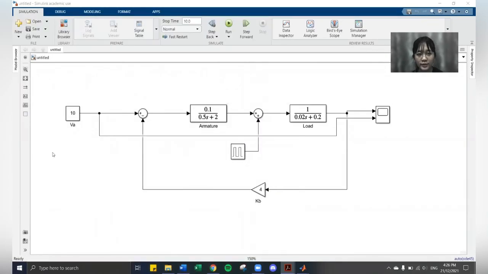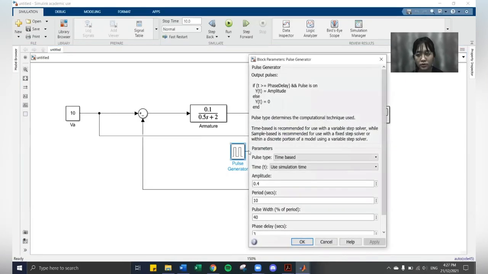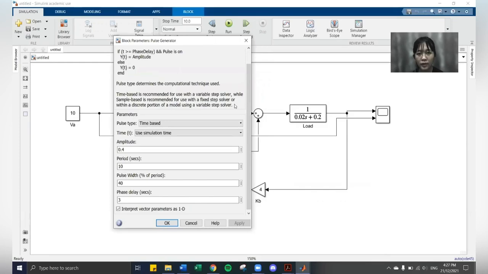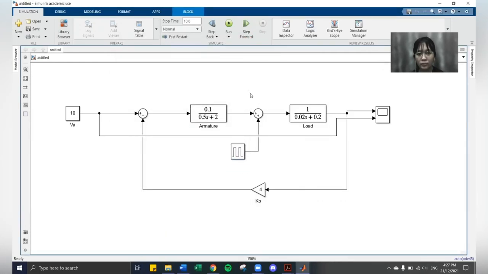So as you can see here, this is the block diagram without disturbance. The input value, the gain, the transfer function, even the pulse generator value there have already been explained by my group member. So now I'm just showing the output from this block diagram without disturbance. So now I will run.